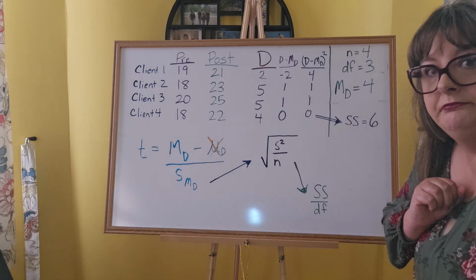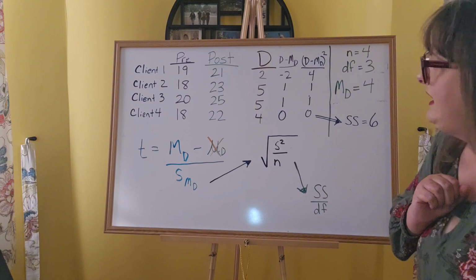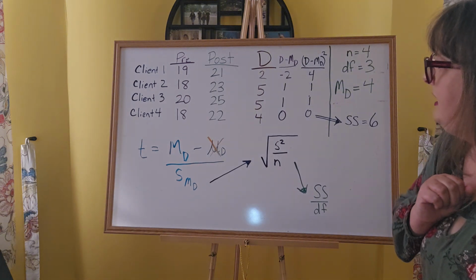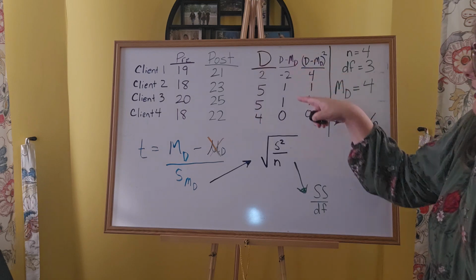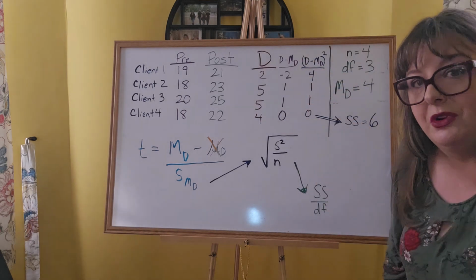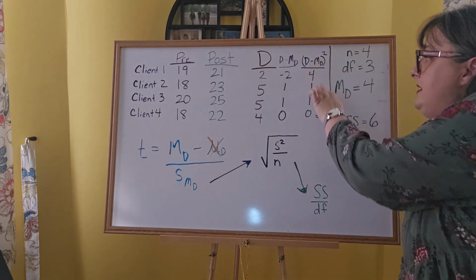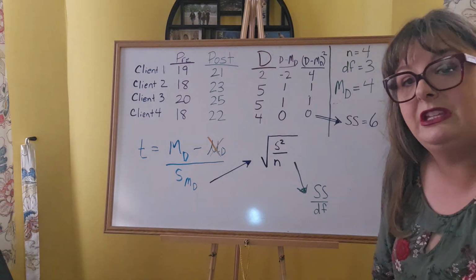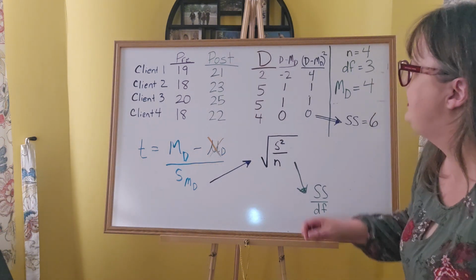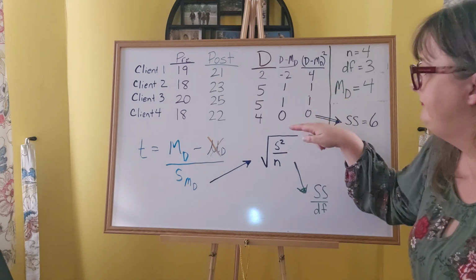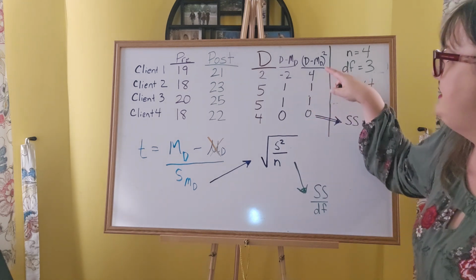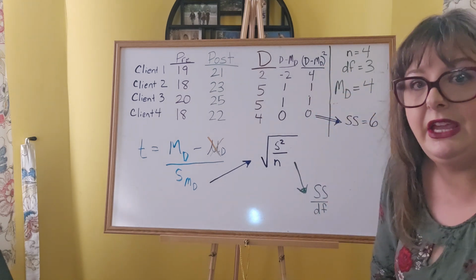All right. I always have that moment where I'm like, did I do that right? This is simple math. I can do that. All right, now what do we do next? We have to square each one of these deviation scores. So this column is for the squared deviation scores. So -2 squared is 4. 1 squared is 1. 0 squared is 0. So these are our squared deviation scores.